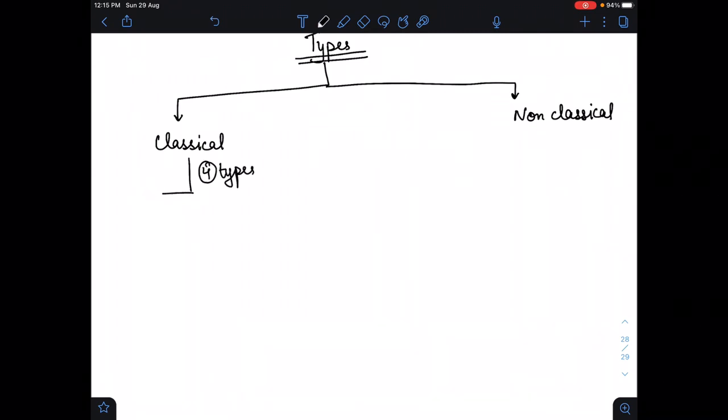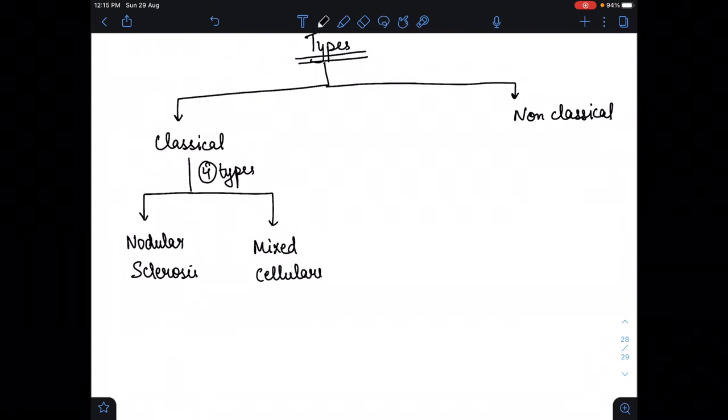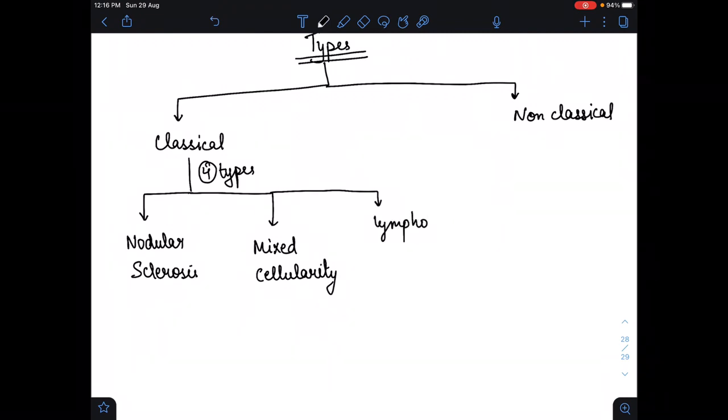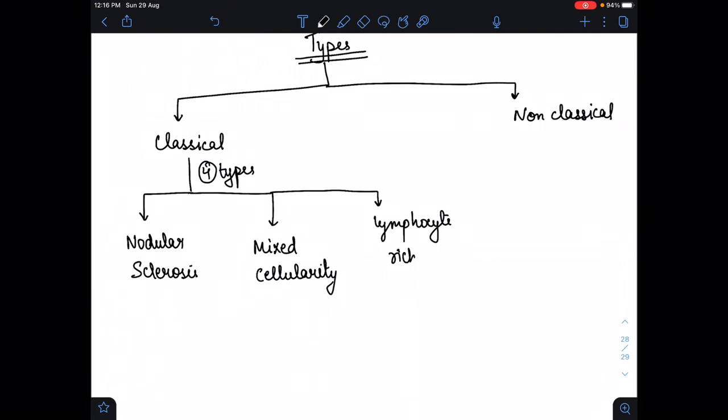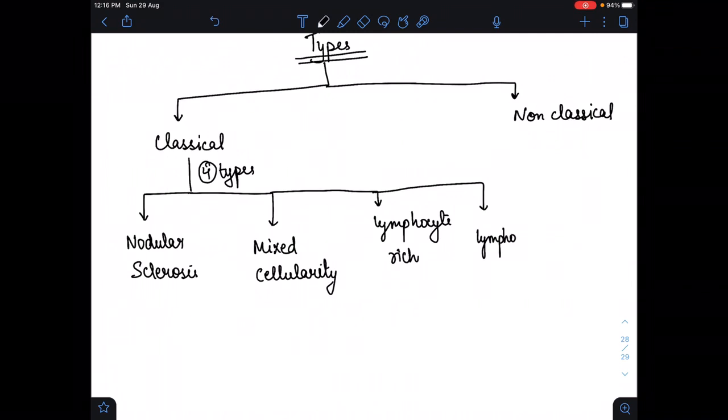So those were, first one is nodular sclerosis. Second one is mixed cellularity. Third one is the lymphocyte rich. And the fourth one is in which the lymphocytes were depleted. So these were the four types of Hodgkin lymphoma: classical Hodgkin lymphoma, nodular sclerosis, mixed cellularity, lymphocyte rich, lymphocyte depleted.